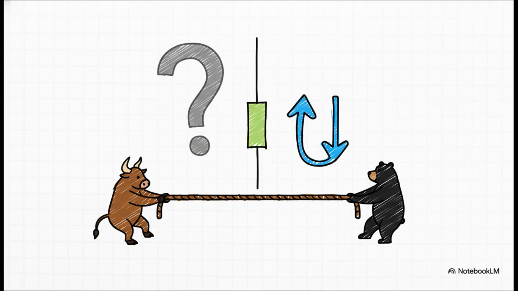And finally, we have the doji. Now this one can be green or red, but the real key is its tiny little body and wicks on both the top and the bottom. This candle is basically screaming indecision. Neither the buyers nor the sellers are in control, and it's often a huge warning that a trend is getting weak or maybe even about to reverse.